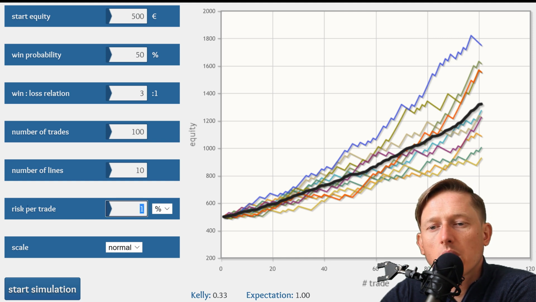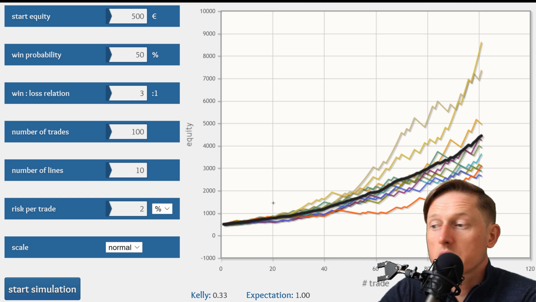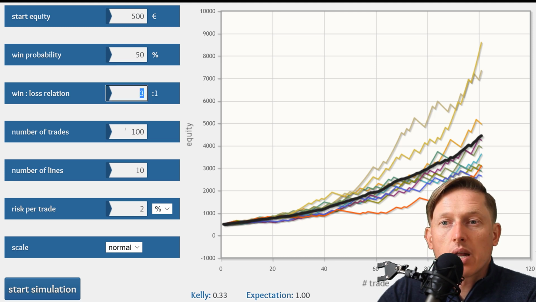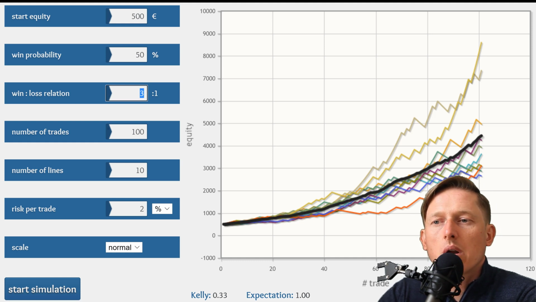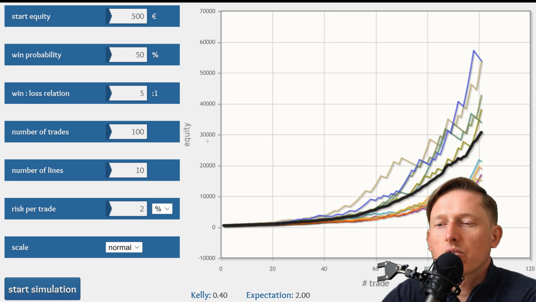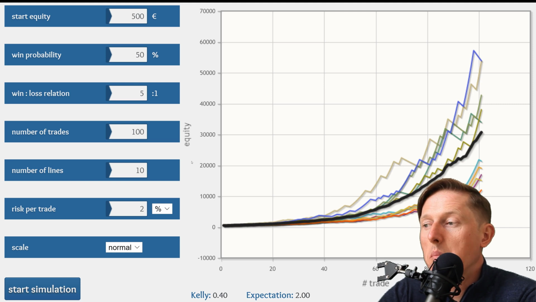So what if we risk a little bit more? Instead of risking only 1%, let's risk 2%, and let's see what will happen. If we are risking 2%, we can see that we are already going into 4.5K within these 100 trades. But of course, it's still far away from 1 million. So what will happen if we again raise our profits a little bit? Let's take them to 5. And then we can see that we've got already 30,000.